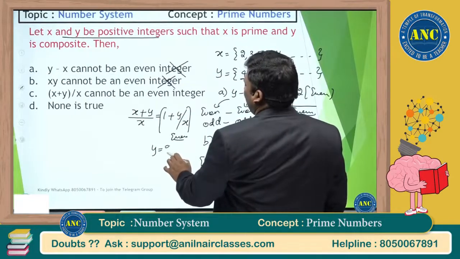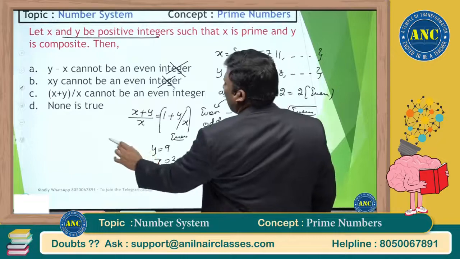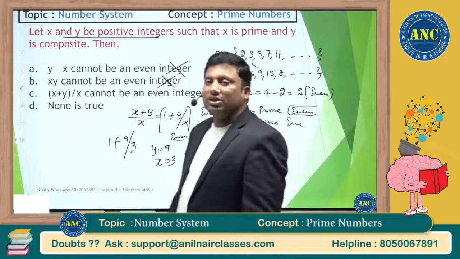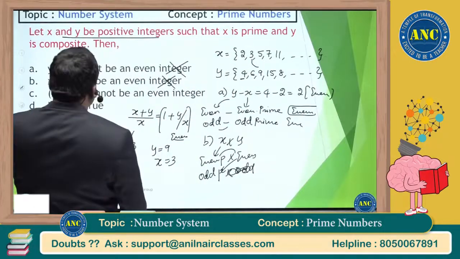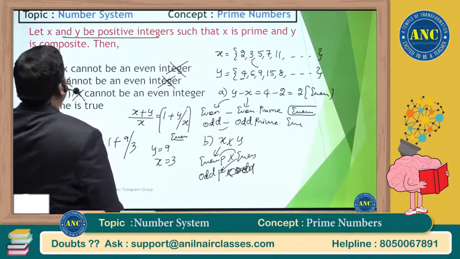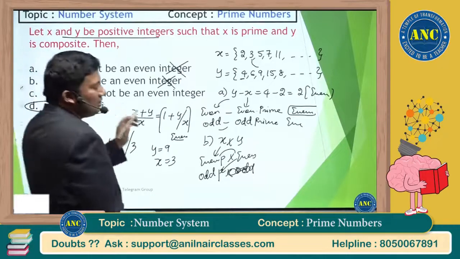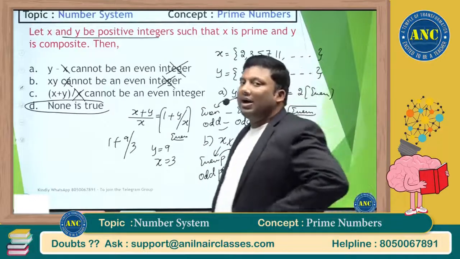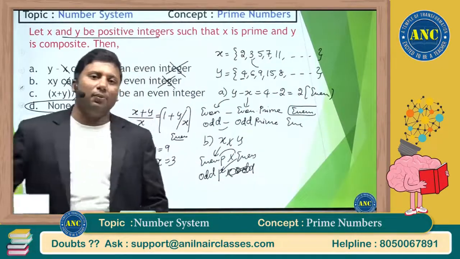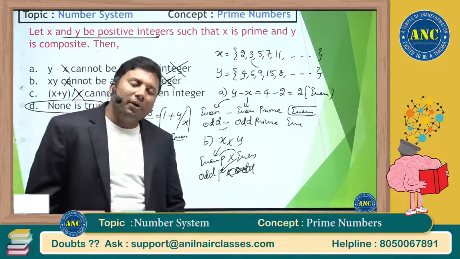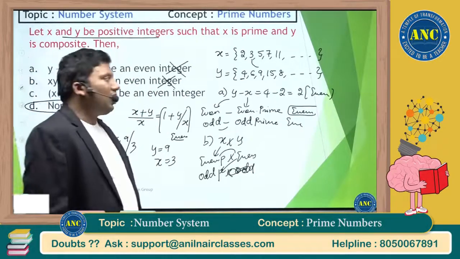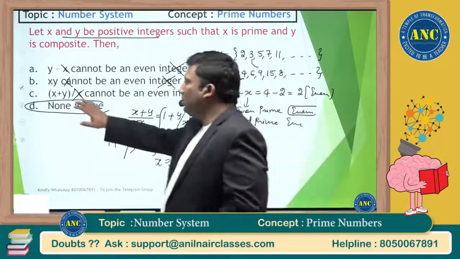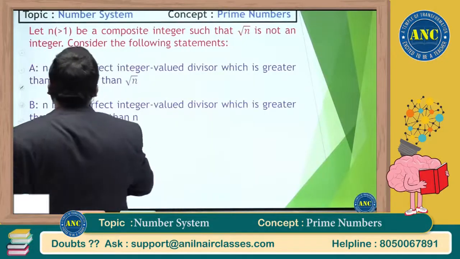Suppose, for example, y is 9 and x is 3. 1 plus 9 by 3, what is 1 plus 3? 1 plus 3 is 4. It can be an even number. So all three are incorrect. The answer is none of them is true. It's a simple definition of a prime number and a composite number. Prime numbers include an even prime number and odd prime numbers. Composite numbers also can be even numbers or odd numbers. Next one.